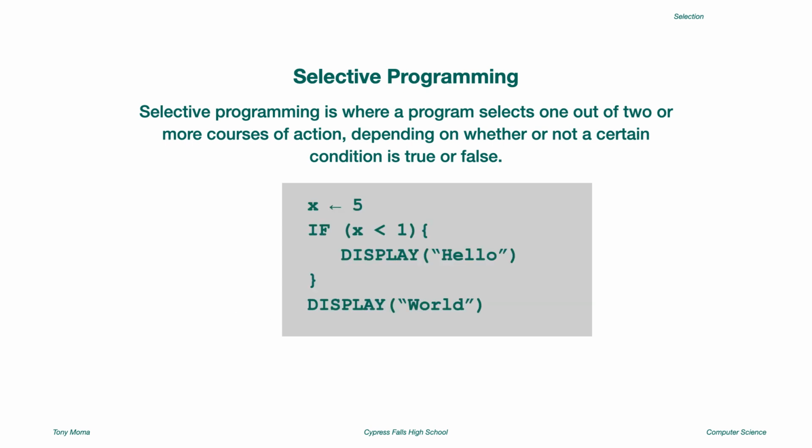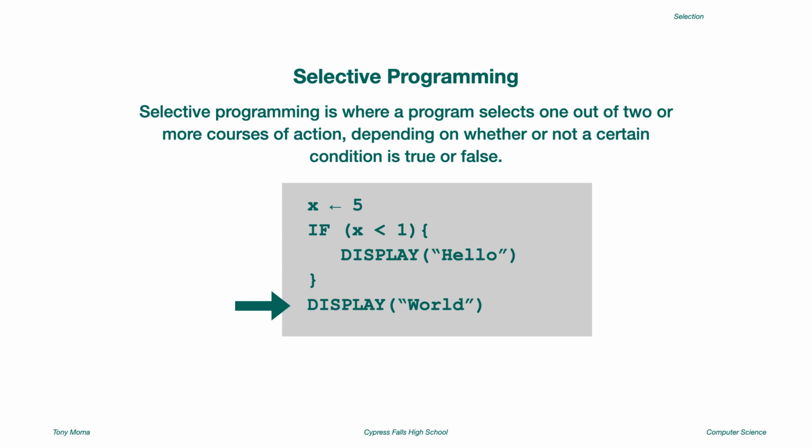Now consider this segment of code. Here we start by initializing x to 5. Then in the next line, we state if x is less than 1. If this is true, then once again, we're going to execute the conditional statement associated with this if. If it's not, we're going to skip over it. Since this is false, 5 is not less than 1, we're going to skip over the conditional statement and go on to the next one.